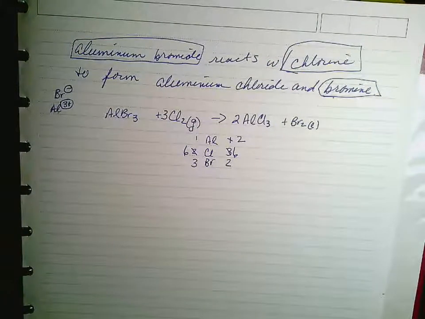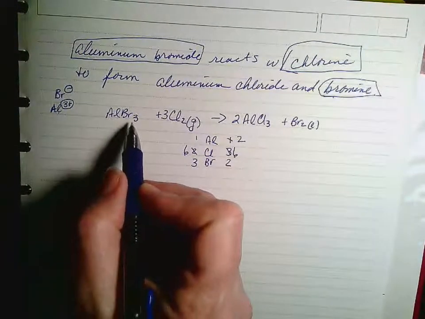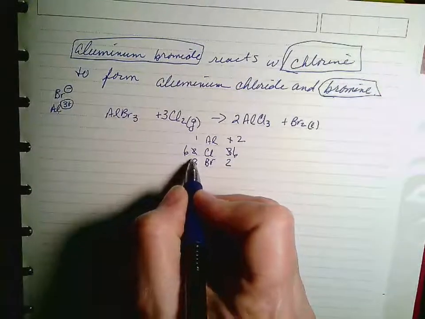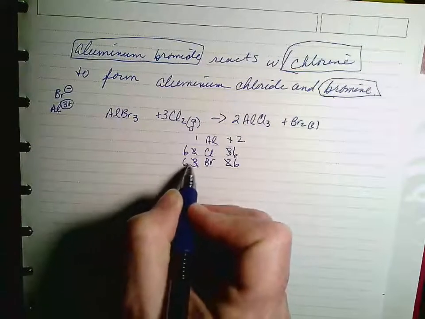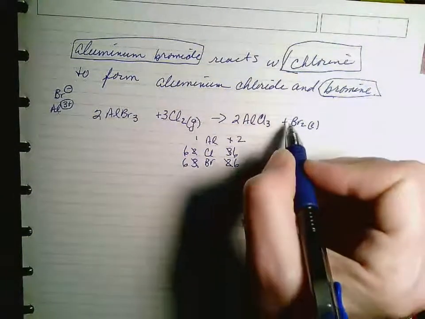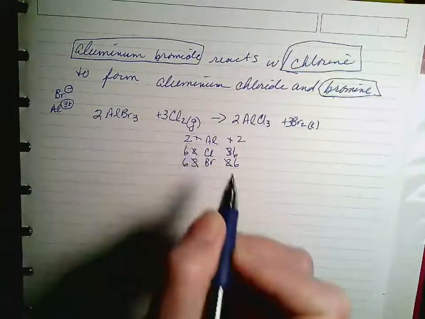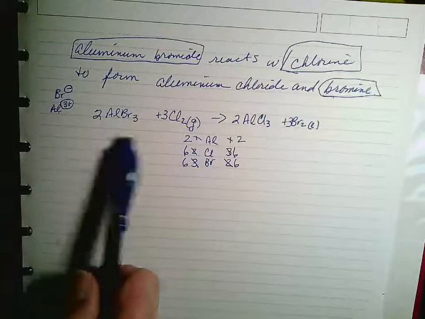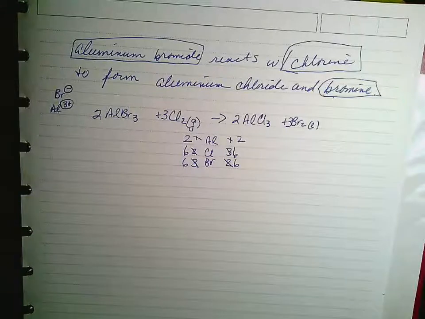Always try and balance elements last if they're by themselves. But in this case, we're going to go ahead and balance out those bromines. I've got to get them to 6. So I want to multiply this one by 2 to get 6, and this one by 3 to get 6. So since I multiplied by 2 here, I would put a 2 out in front. Since I multiplied here by 3, I put a 3 out in front. But this also changed the aluminum to 2. So now I have the same numbers of aluminum, same numbers of chlorine, and same numbers of bromine on each side of the equation. So this equation would be balanced.